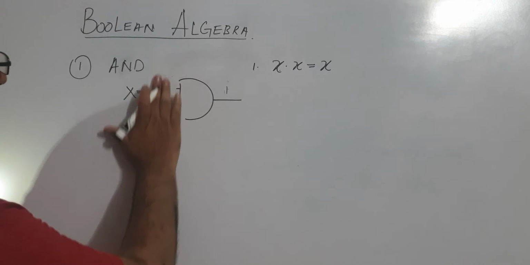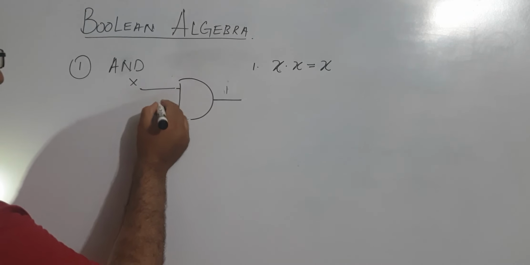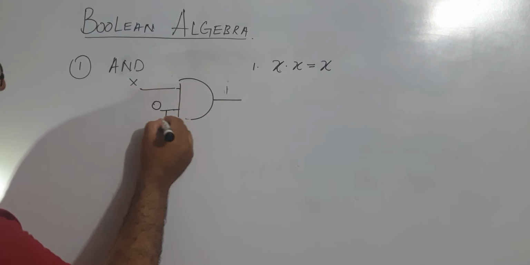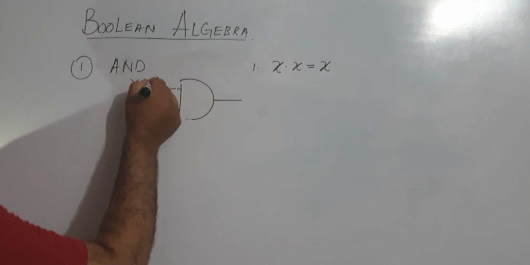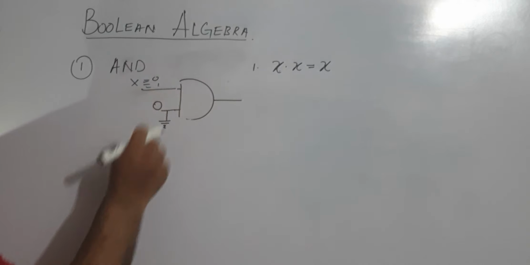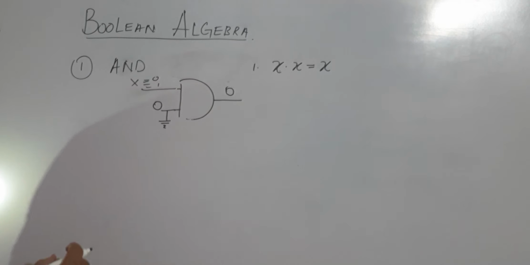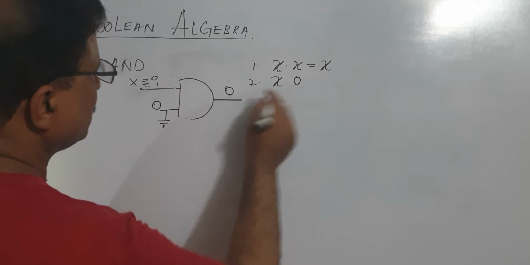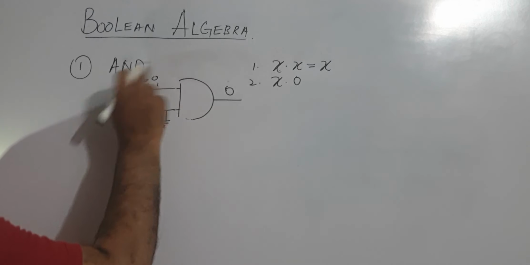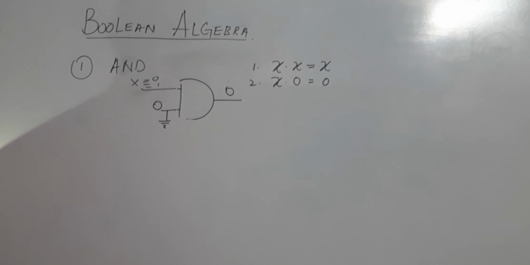Second, let's say I have one input X and the second input is permanently connected with 0. By 0 I mean physically it is connected with the ground. Now whether the value of X is 0 or 1, because one input of the AND gate is 0, the output will always be 0. So we have the second Boolean identity: X dot 0 is always equal to 0, whatever the value of X.